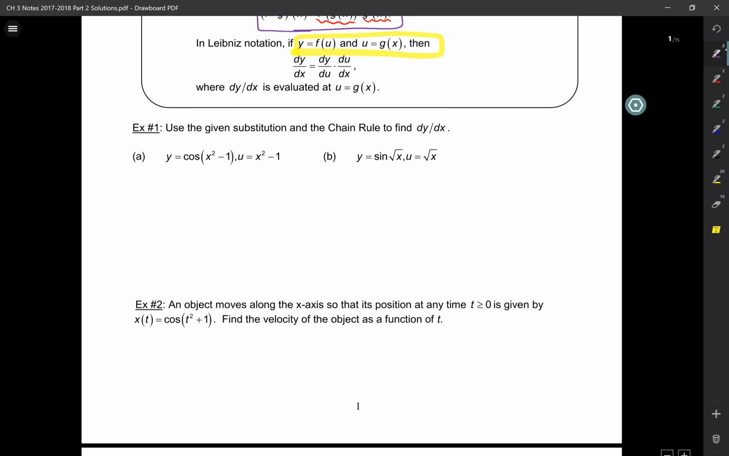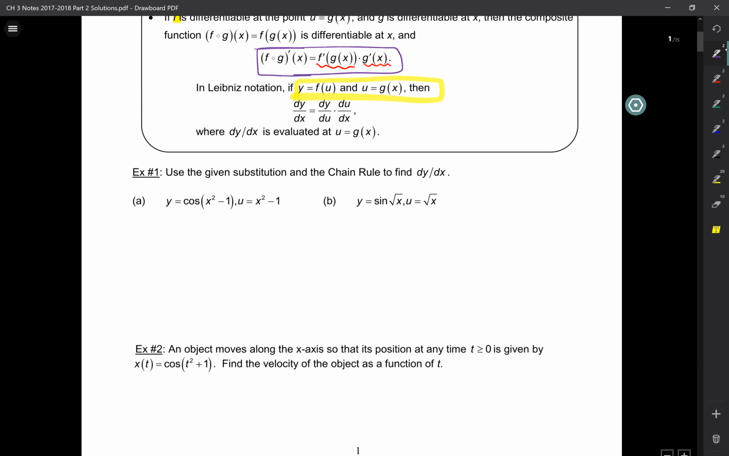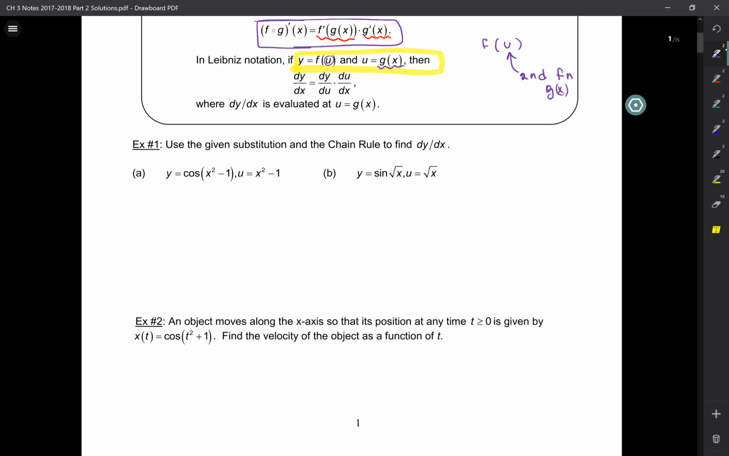So let's take a look at this one. Basically, we're going to have an f, and then inside we're going to have a u. So we're going to write our functions as f of u, where u is the second function, g of x. Here, y is equal to cosine of x squared minus 1. U is this one.